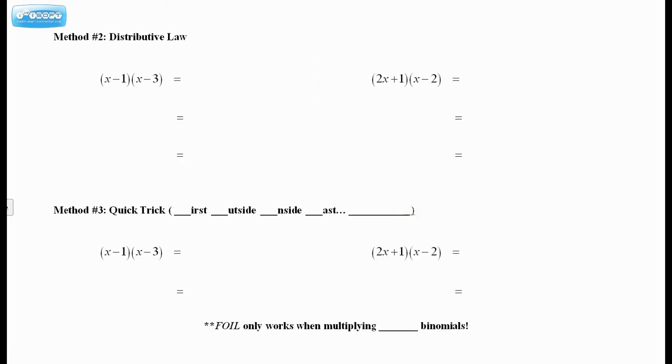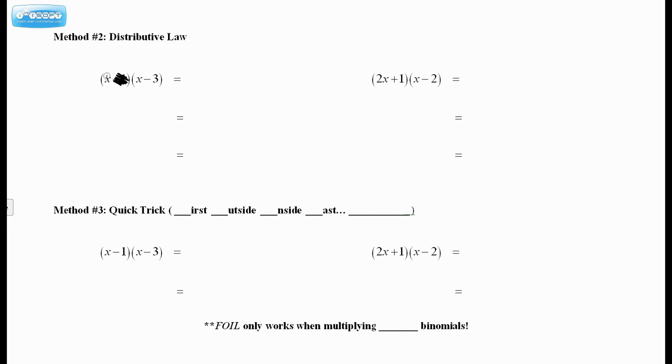Not a fan of the algebra tiles? Well, there are other methods that will allow us to multiply two binomials together without them. So method 2 here is the distributive law, or the rainbow rule, which we all know and love, but there's just a little bit of extra stuff added. Okay, so just temporarily, see this negative 1 here? Let's pretend that it's not there. I'll put it back in just a second.